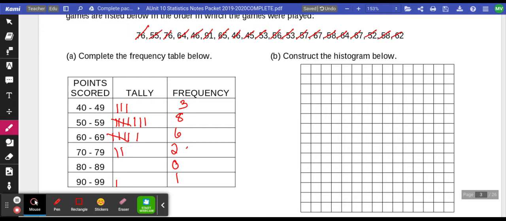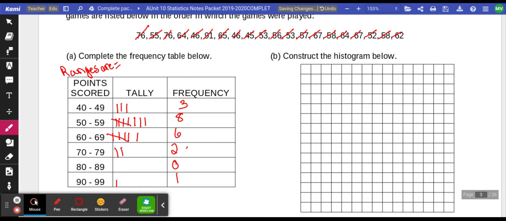So you can see that I completed the tallies and the frequency. Your frequency should have the 40 to 49 is 3, 50 to 59 is 8, 60 to 69 is 6, 70 to 79 is 2, 80 to 89 is 0, and 90 to 99 is 1. Notice that the size of all my ranges are equal, and that's a must.